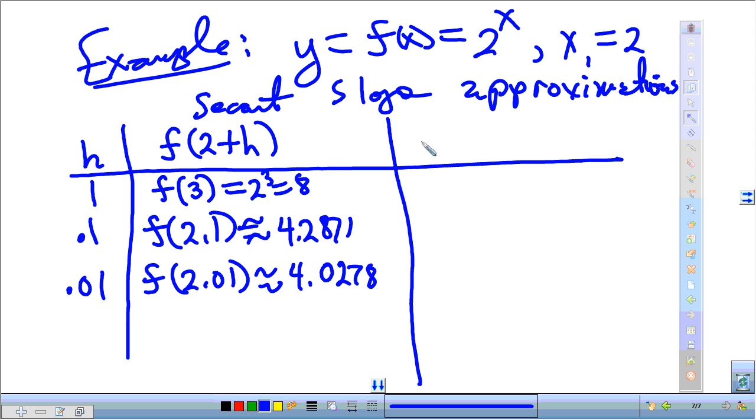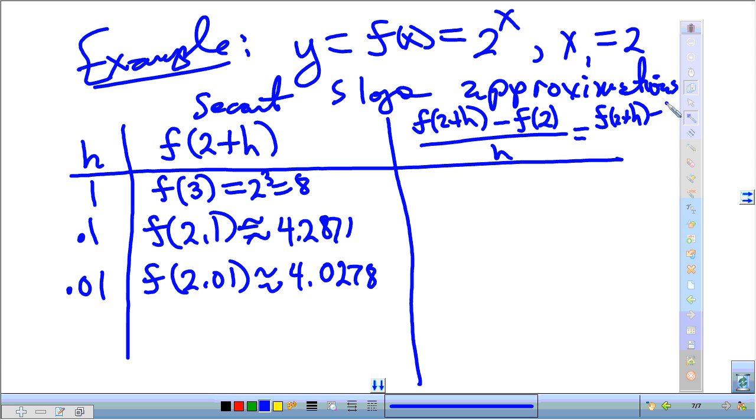So we're going to look at the value there, 2 plus h, subtract the value we started at, all divided by h. First, the value of the function at 2 is 4. So we're going to subtract 4 and divide by h. So we get 4, we get 2.871, and then we get 2.78 approximately.